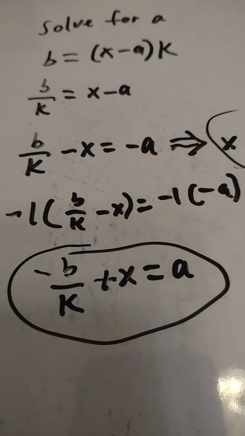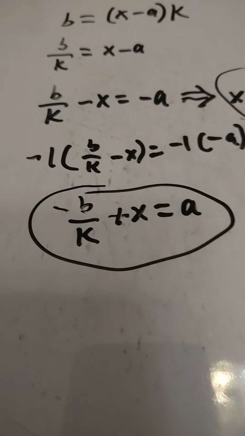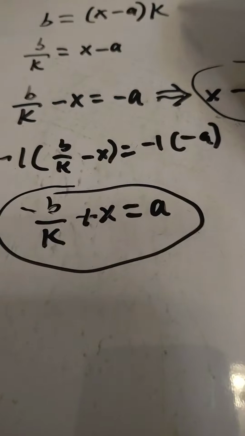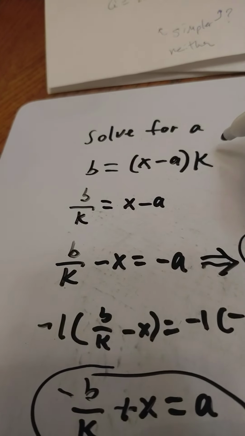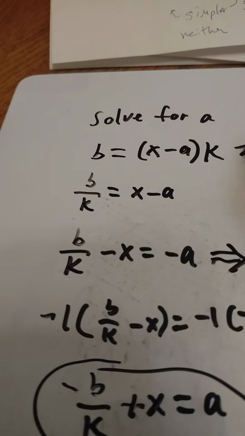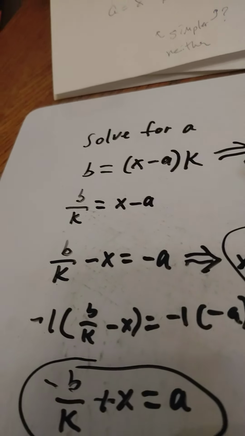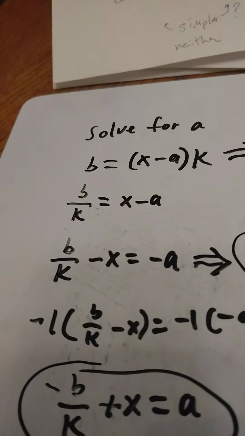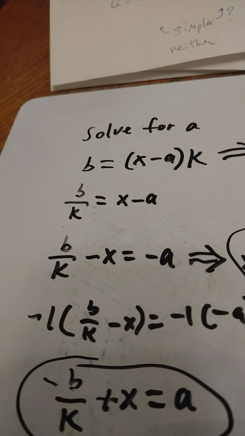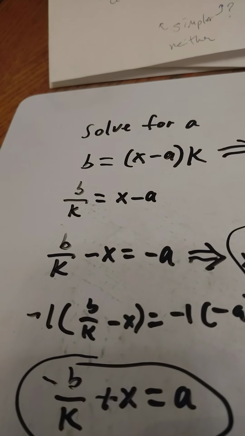Let's try another problem. Before we do that, though, let's go back to the first step. Some people might have done it this way. How about b equals, use a distributive property on the right-hand side, so you get xk minus ak.